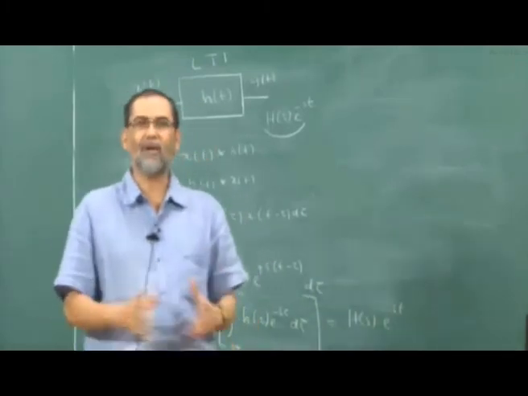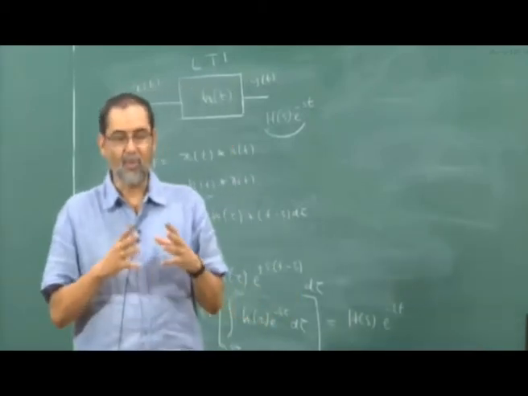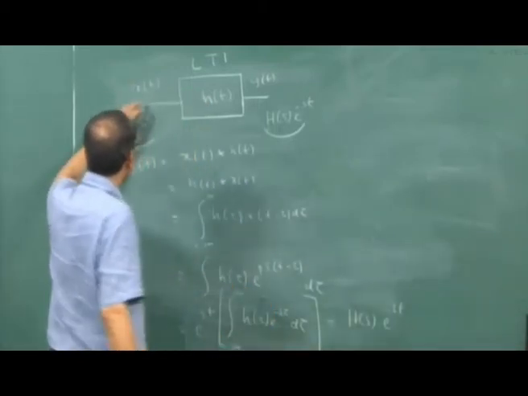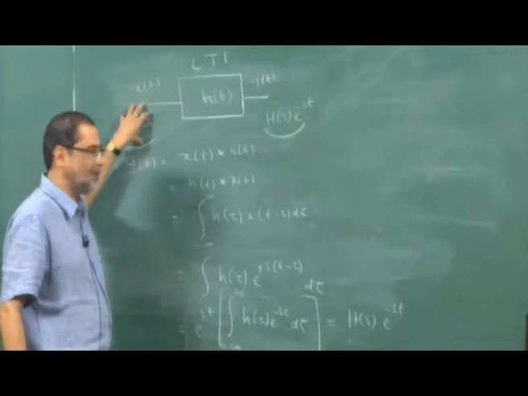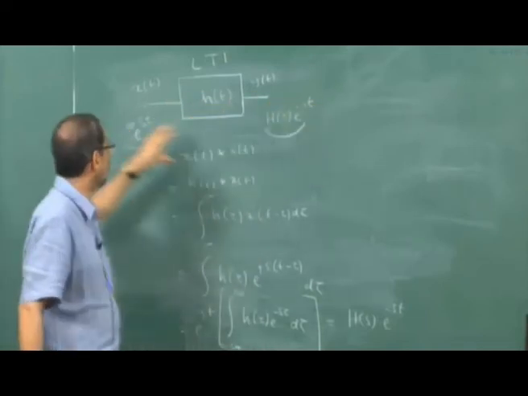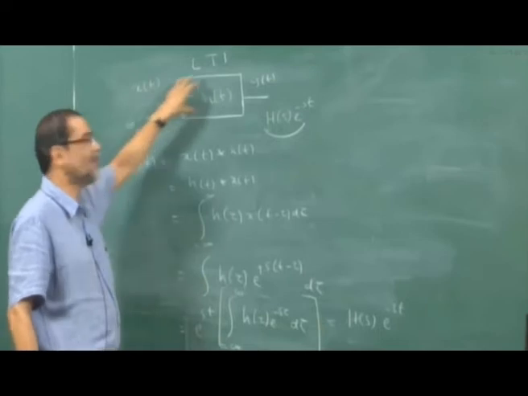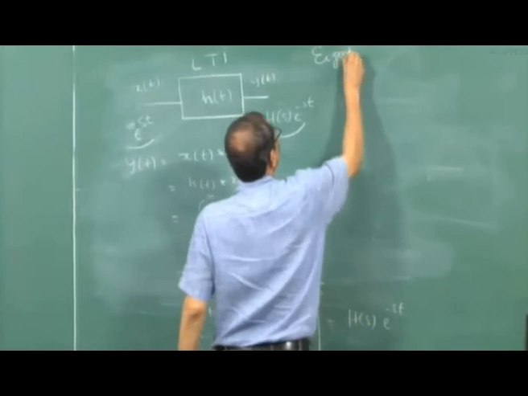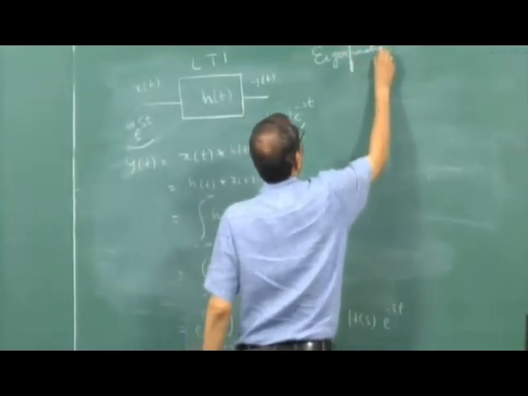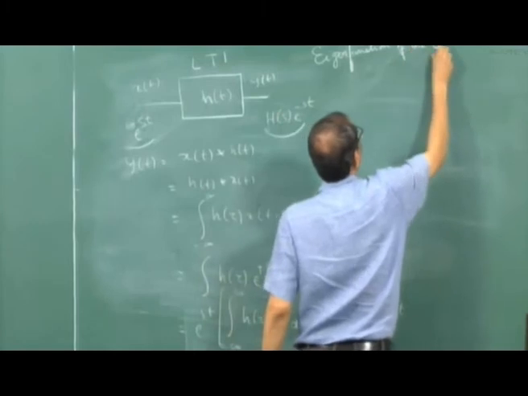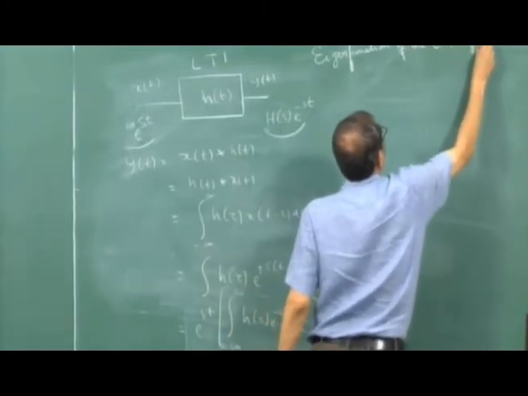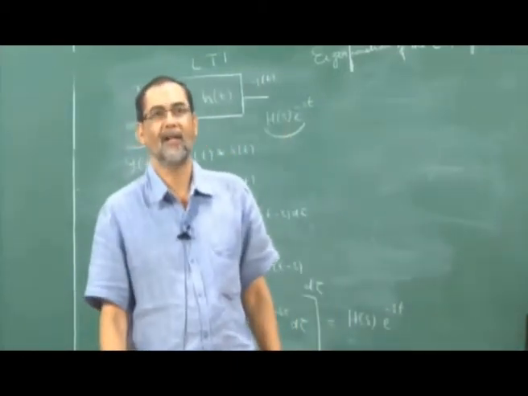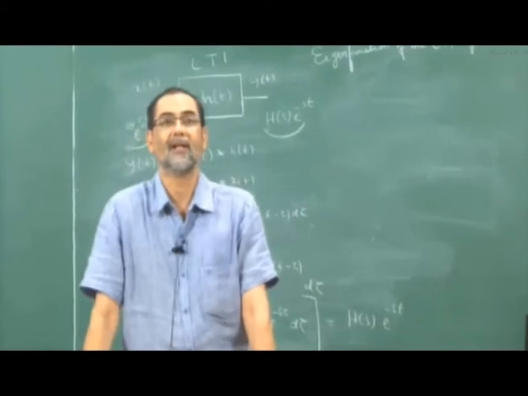So this is a very useful property of LTI systems, where I apply e raised to minus st at the input, and I get the same form at the output. For this, e raised to minus st is called the eigen function of the LTI system. It's similar to the eigenvalues and eigenvectors that you study in your linear algebra course.